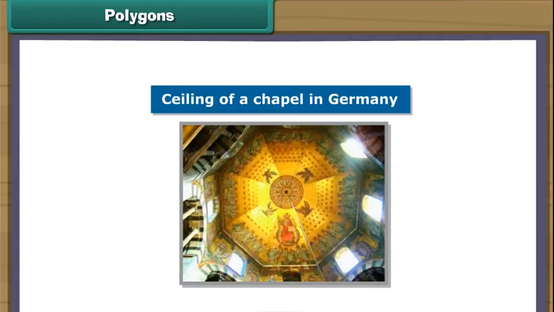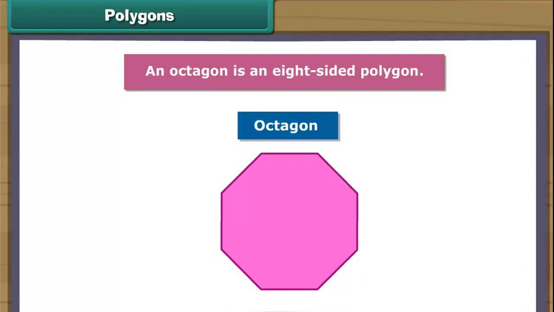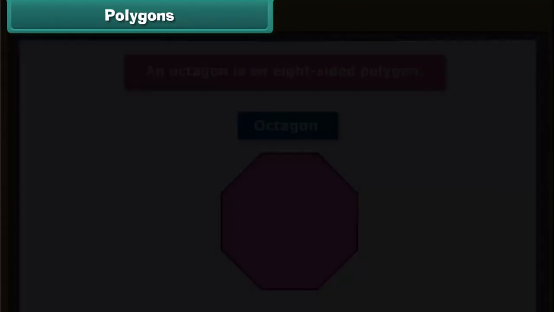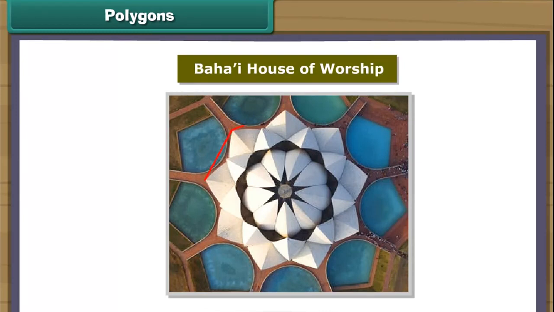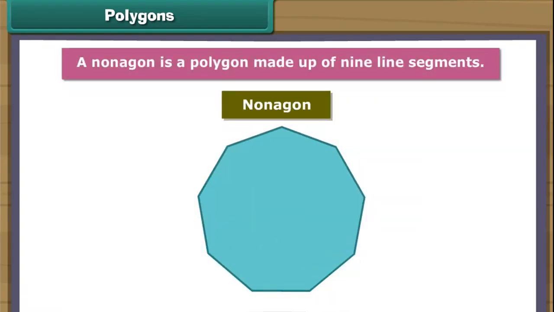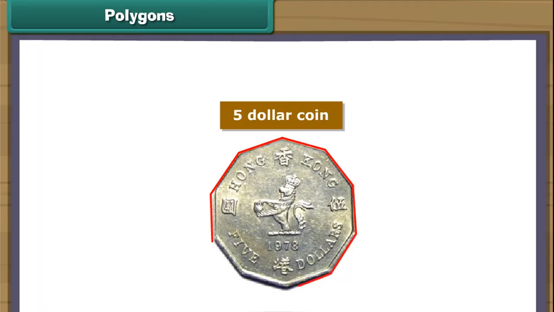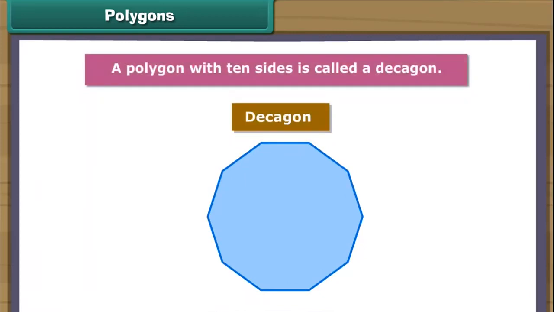This is the image of the ceiling of a chapel in Germany. It has 8 sides. An octagon is an 8-sided polygon. Look at this image. It is the Baha'is' house of worship. All Baha'is' houses of worship have 9 sides. A nonagon is a polygon made up of 9 line segments. Here is an old $5 coin from Hong Kong. It has 10 sides. A polygon with 10 sides is called a decagon.